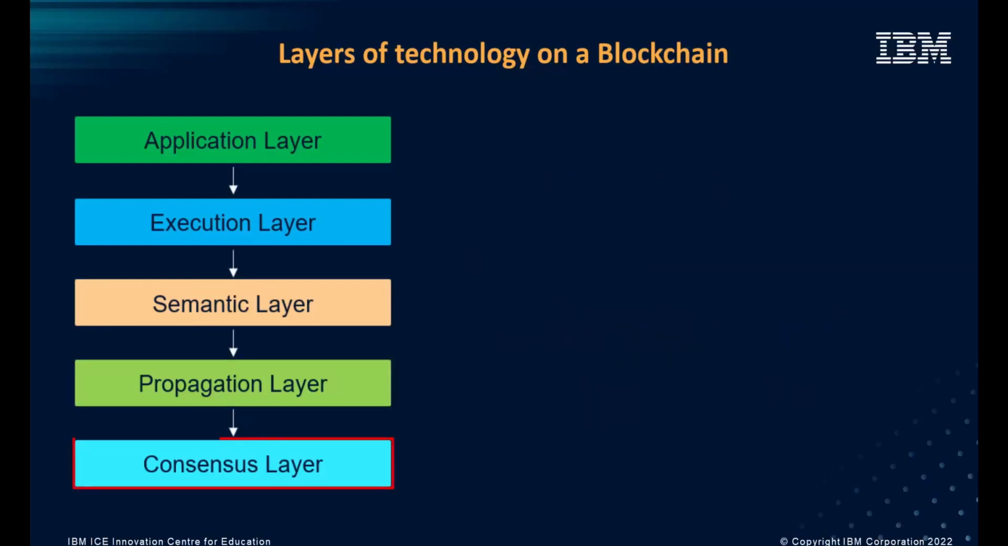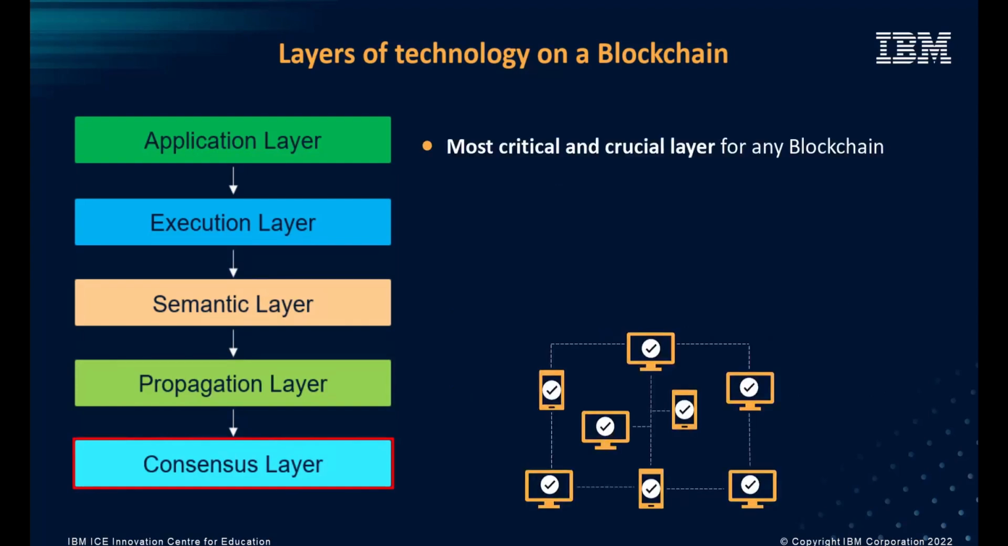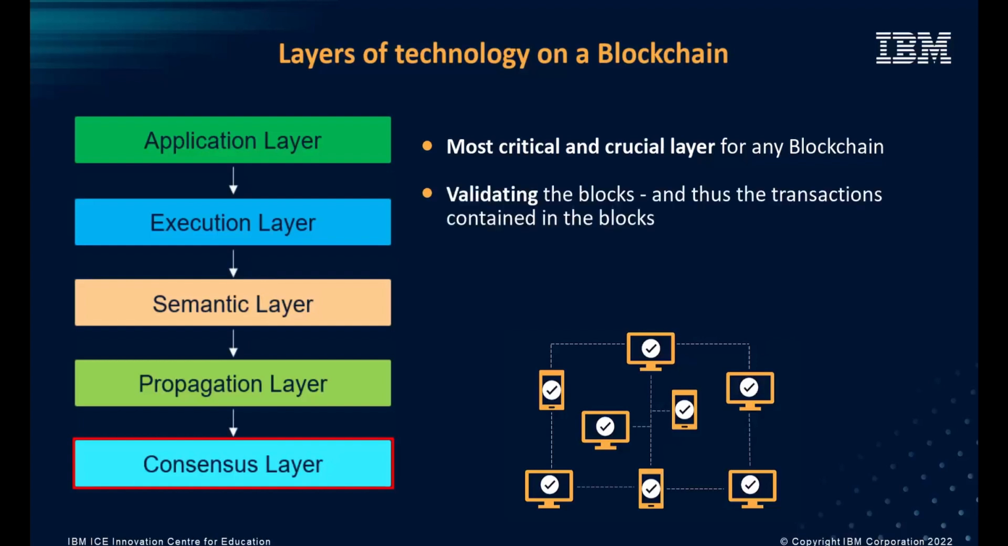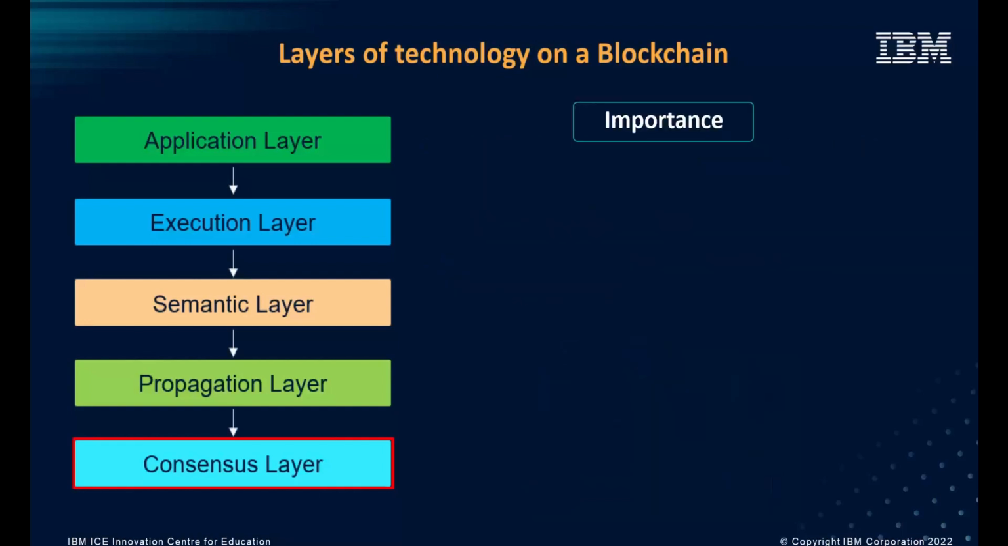5. Consensus layer. The consensus layer is the most critical and crucial layer for any blockchain. This is responsible for validating the blocks and thus the transactions contained in the blocks, ordering the blocks and ensuring that the consensus mechanism as envisaged for the blockchain is enforced. The importance of this layer is paramount.